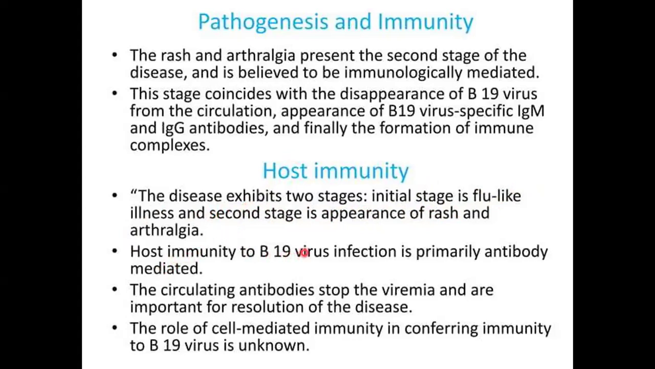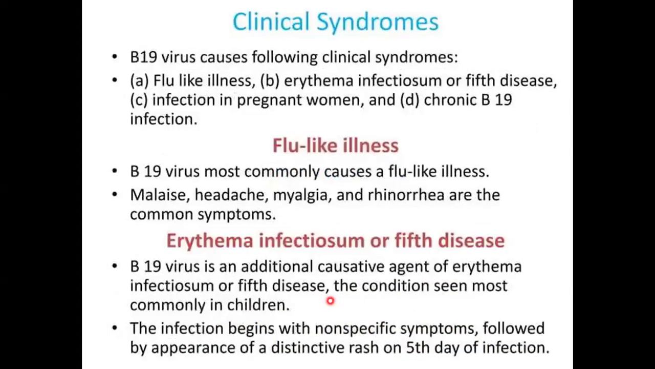Host immunity to B19 virus infection is primarily antibody mediated. The circulating antibodies stop the viremia and are important for resolution of the disease. The role of cell-mediated immunity in conferring immunity to B19 is unknown. So they're still doing their research to get to know the role of that cell-mediated immunity.